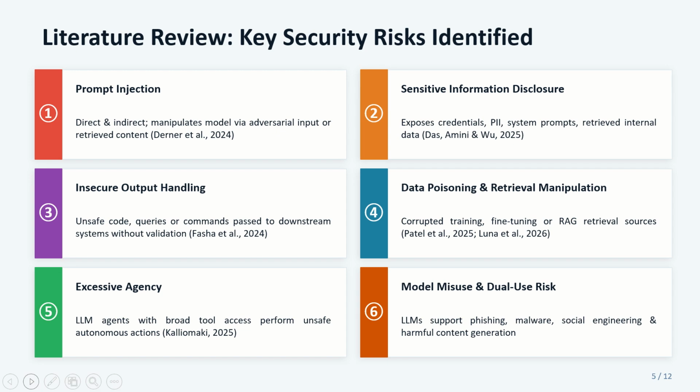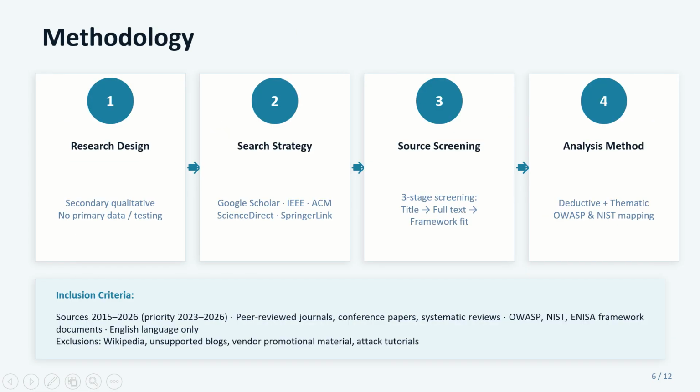So, the literature review highlights key security risks. First of all is prompt injection, direct and indirect, which manipulates the model via adversarial input or retrieval content. Second is sensitive information disclosure. Third is insecure output handling. Fourth is data poisoning and retrieval manipulation. Fifth, which the literature has highlighted, is excessive agency: LLM agents with broad tool access perform unsafe autonomous actions. There are also model misuse and dual use risks. These are the risks identified.